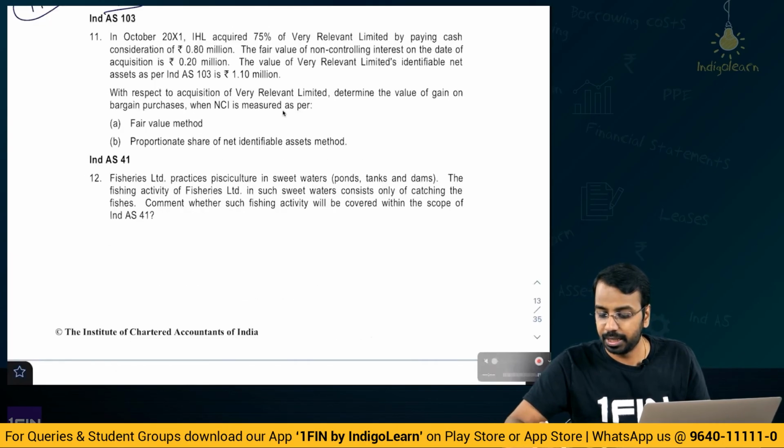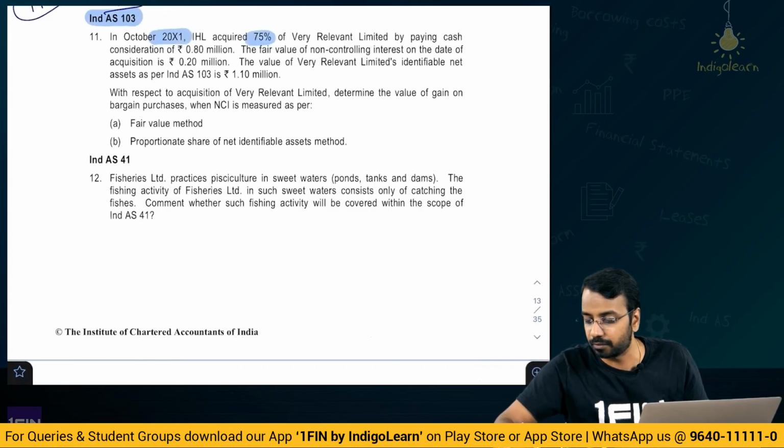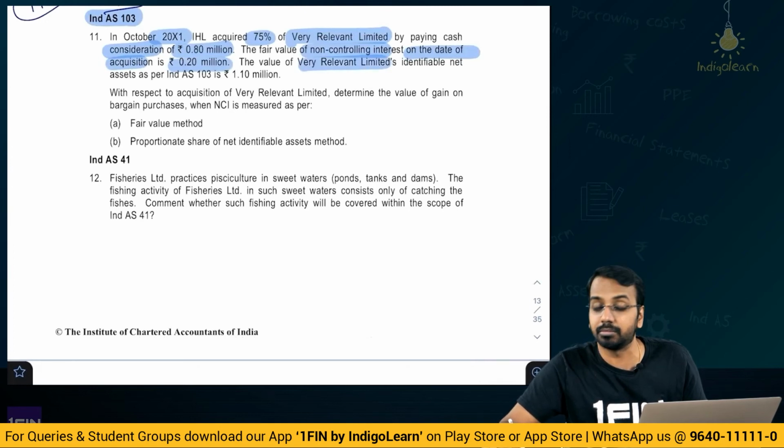The next one, Ind AS 103. In October of year 1, IHL acquired 75% of Very Relevant Limited by paying cash consideration of 0.8 million. The fair value of non-controlling interest on the date of acquisition is 0.2 million. The value of Very Relevant Limited identifiable net asset as per Ind AS 103 is 1.1 million.